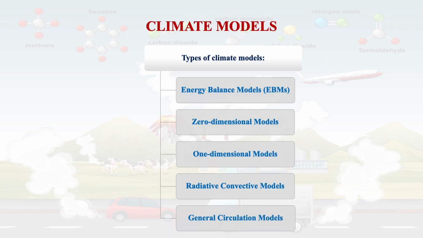Next type of model is the very important one, the general circulation model, GCMs. These models are also called global climate models and are four-dimensional models which simulate the climate based on physical laws, the flows of air and water in the atmosphere and the ocean, as well as the transfer of heat.